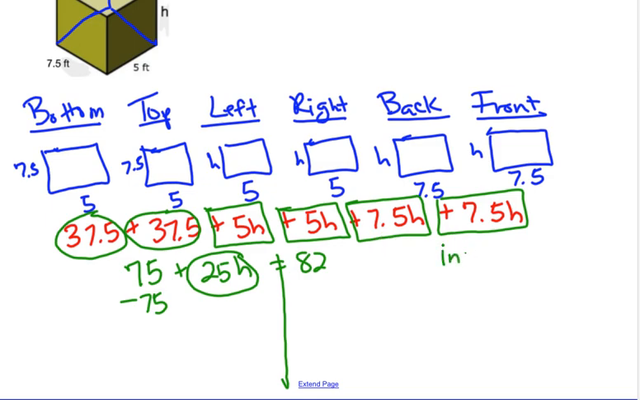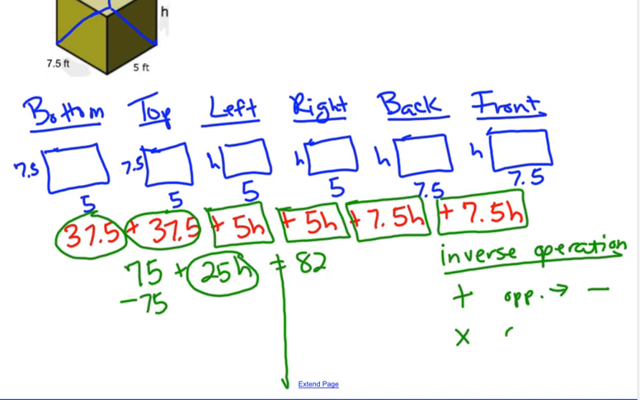Inverse operation is the opposite. So it's the opposite of what you do. If it's adding, the opposite is subtracting. If it's multiplying, the opposite is dividing. All right, so right now these are adding, so you're going to subtract. And if you subtract on one side, you got to subtract on the other, or 82 is going to get jealous. All right, so 75 minus 75, and then you're left with 25h.